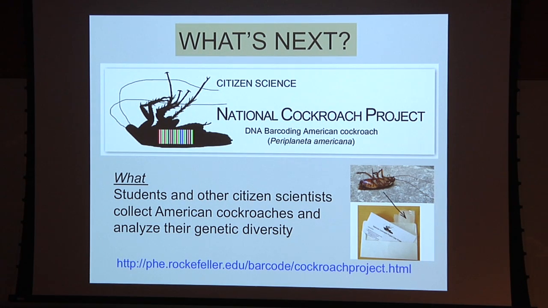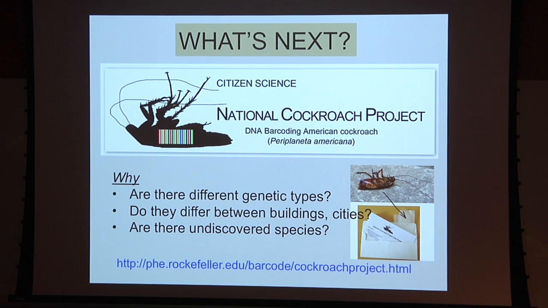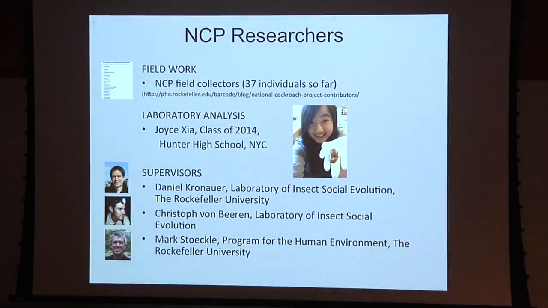So the idea was to get people, rather than us going around and collecting everything, to mail these in. And why do we want to do this? Well, we're asking, are there different genetic types? Was this initial observation just a fluke? And if there are, do they differ between buildings at a very small scale, or do they differ between cities? And maybe a big question is, if there are different genetic types, do these actually represent separate species?